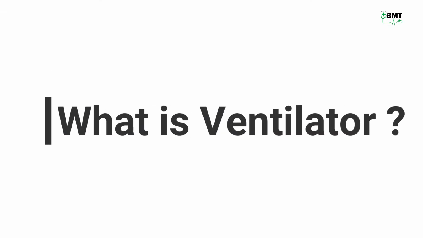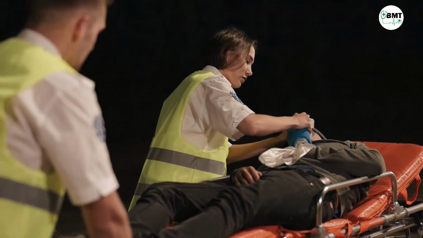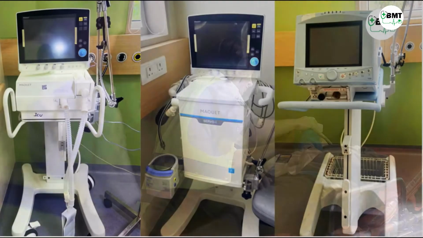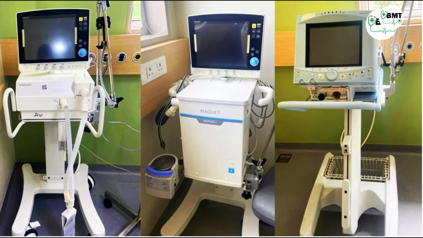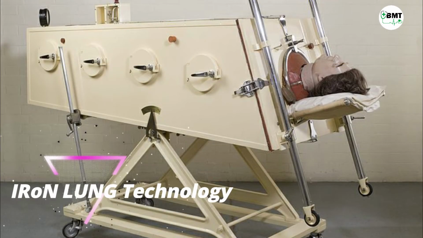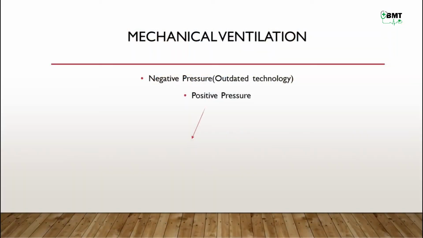Now first, what is a ventilator? Whenever patients are unable to breathe on their own, a support is required to breathe. At that time we use a device called a ventilator. In ventilators, there is the negative pressure ventilator and the positive pressure ventilator. Negative pressure ventilator is the outdated technology and positive pressure is the recent technology which we see in our recent ventilators. In positive pressure also there are two types, invasive and non-invasive.